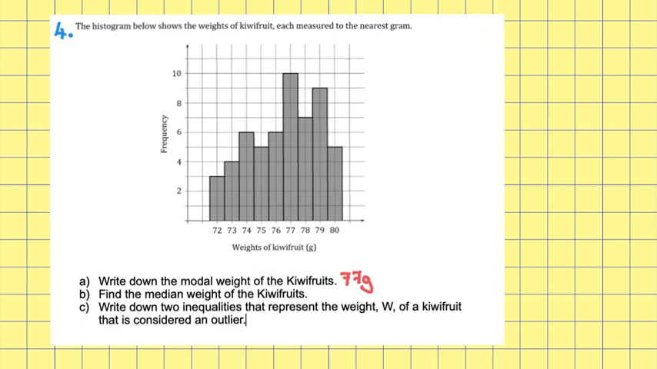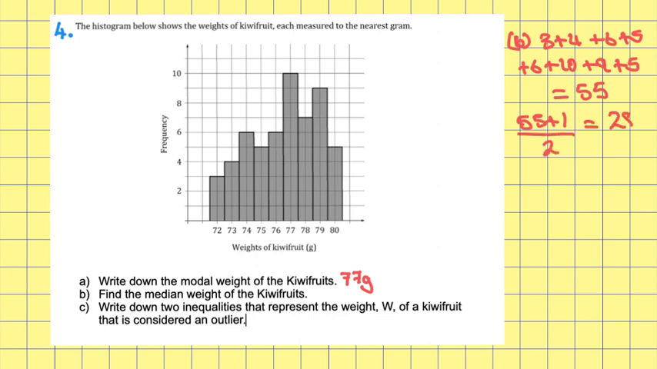Well, the first thing we've got to do is find out how many kiwi fruits were measured. So if we add up the bars, the bars are 3 plus 4 plus 6 plus 5 plus 6 plus 10 plus 9 plus 5, which comes to 55. So the median is 55 plus 1 divided by 2, which equals the 28th kiwi fruit.